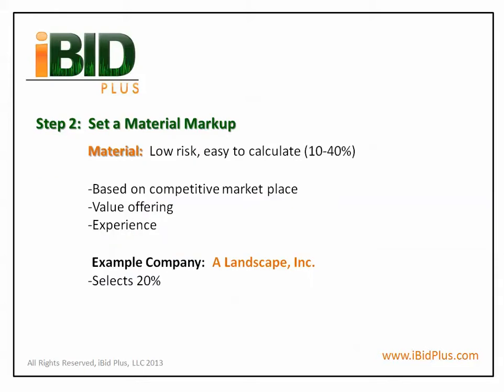Step 2, start with the material markup. This is the easiest item to calculate. Since it's the lowest risk item of a bid, we will start here. Based on the competitive marketplace, the value your company offers, and your experience, choose a percentage between 10 and 40% to start. In our example for A Landscape Incorporated, we have selected 20%.